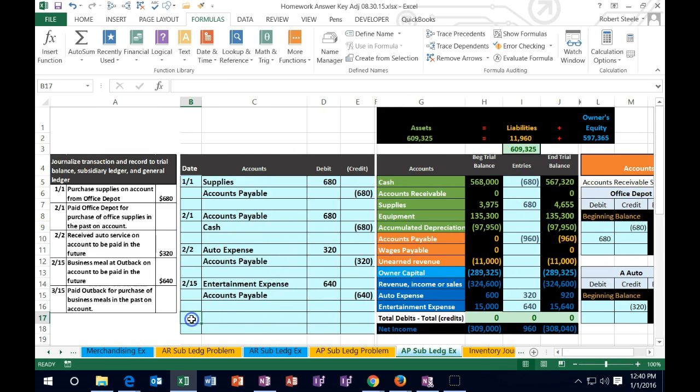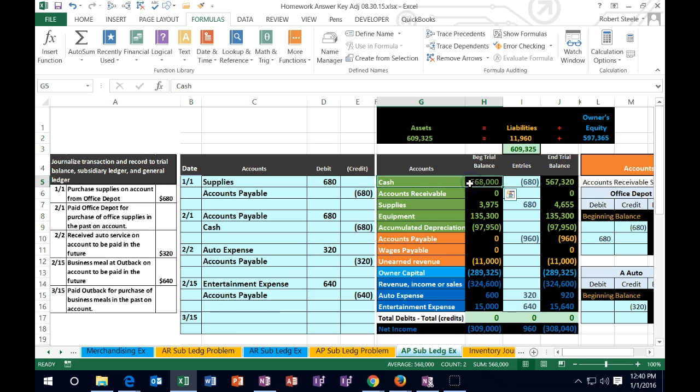All right, the last thing, and then we have to stop here, so we're going to go to 315. It says, we paid Outback for the purchase of the business meals in past. All right, so now we're just going to pay that account off, and therefore, is cash affected?